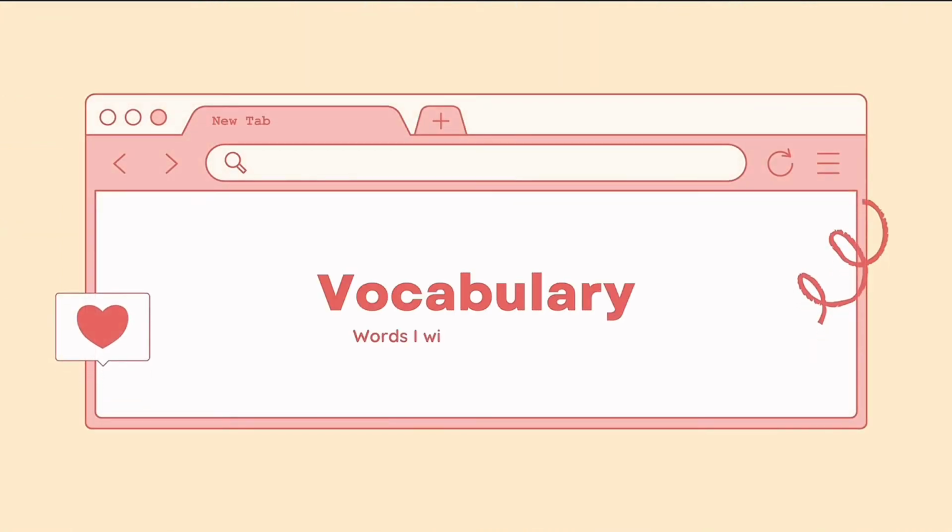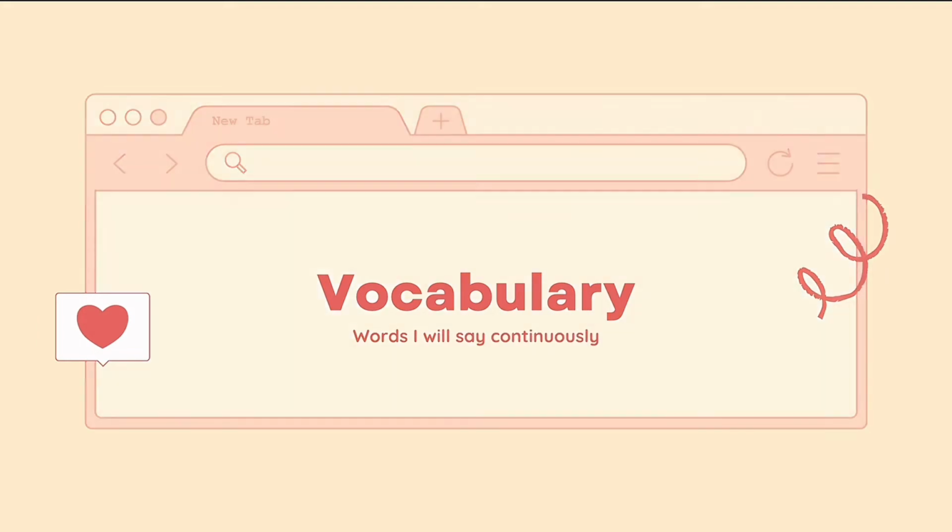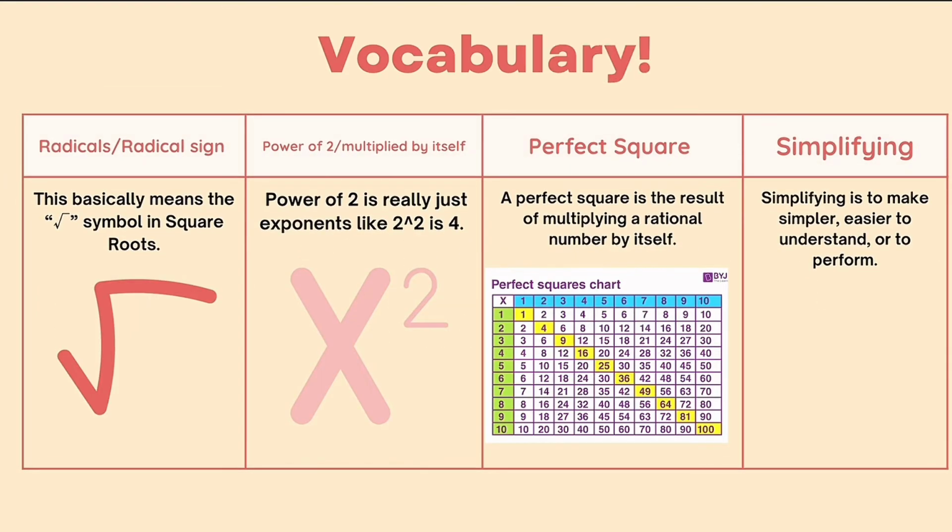Vocabulary. Words that I will continuously say. Radicals/radical sign. This basically means the symbol in square roots that you always see. The power of 2 / multiplied by itself. Power of 2 is really just exponents, like 2 to the power of 2 is 4. A perfect square is a result of multiplying a rational number by itself. And lastly, simplifying: to make things simpler, easier to understand, and to perform.